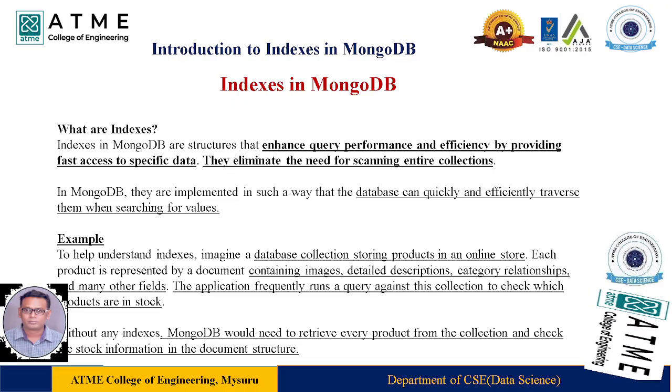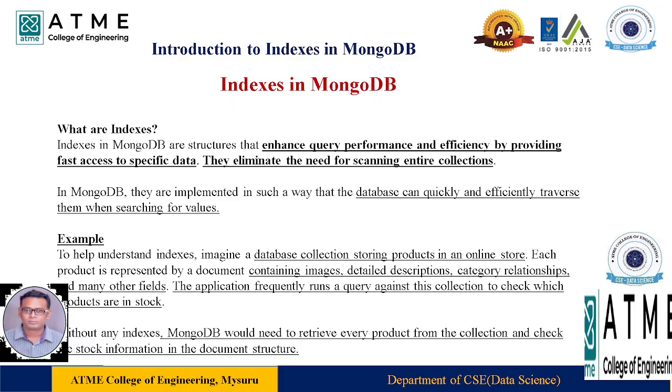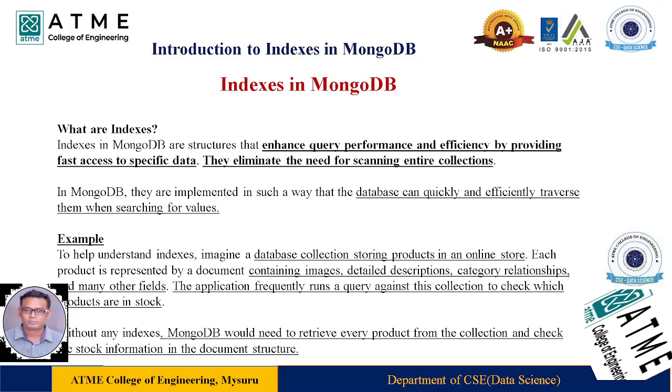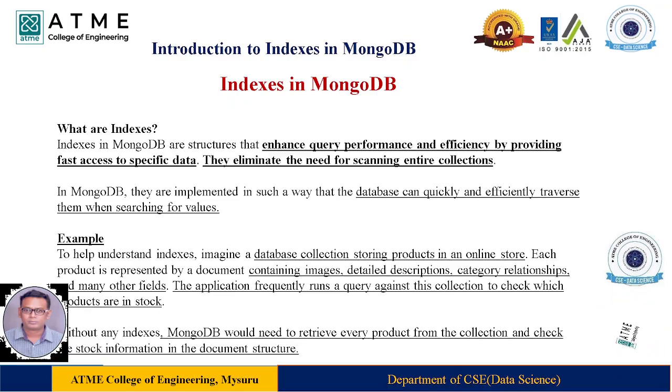To understand what indexes are, we'll take an example. Imagine a database collection storing products in an online store. Each product is represented by a document containing its images, detailed descriptions, category, relationship, and many other fields. The application frequently runs a query against the collection to check which products are in stock. Without any indexes, MongoDB would need to retrieve every product from the collection and check the stock information in each document structure.